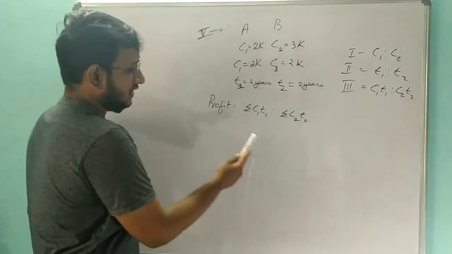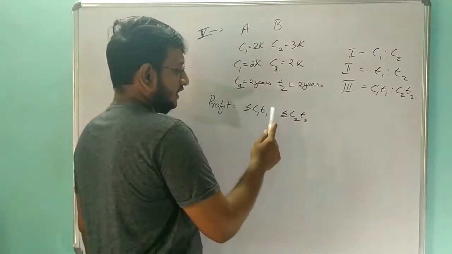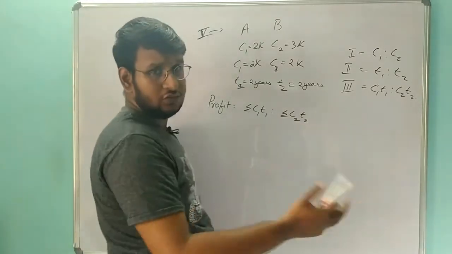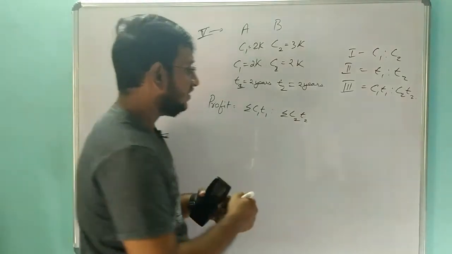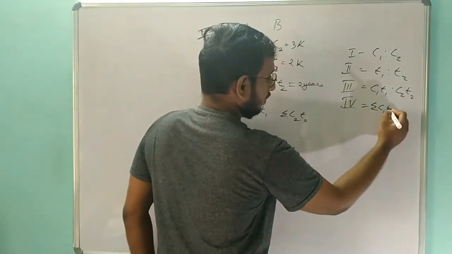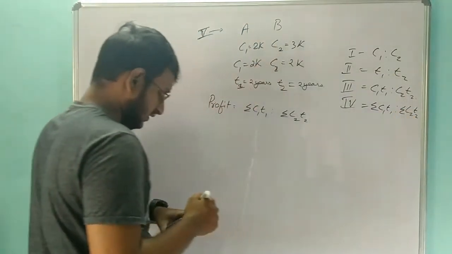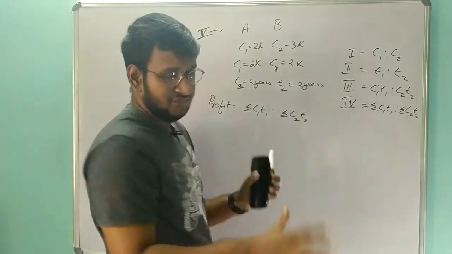So we need to use the formula summation C1 T1 is to summation C2 T2. Okay, so simple as that. So this is the fourth scenario, where we are using summation C1 T1 is to summation C2 T2. Okay, so these are the formulas that we need to remember.